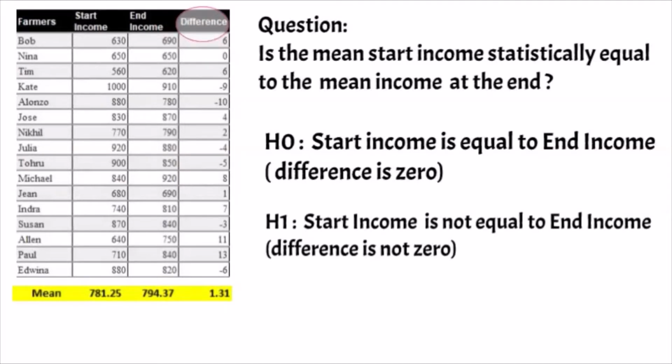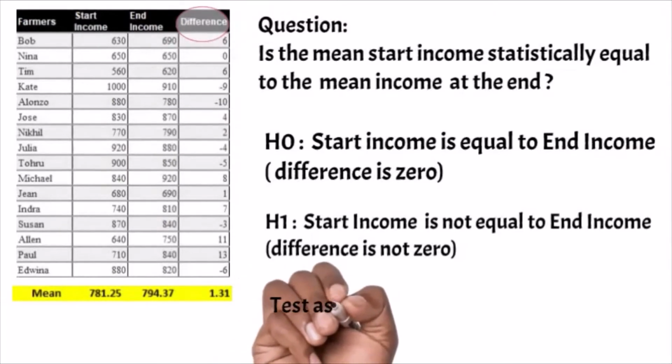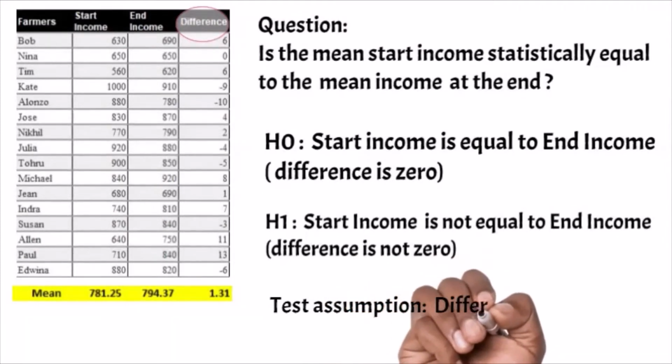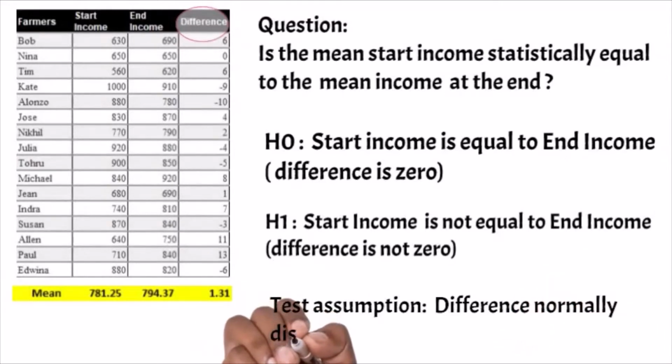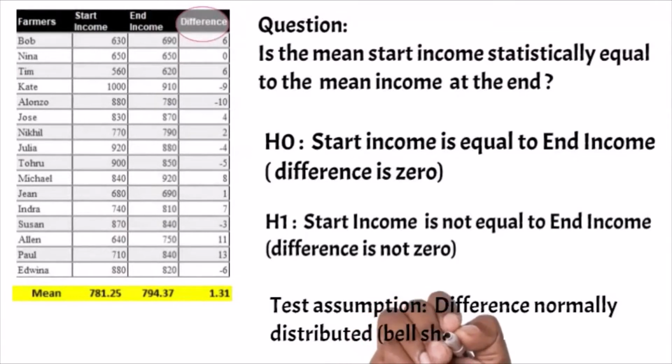But for such a test, you need to make some assumption around the difference. And the assumption that you need to make is that the difference between the two incomes is normally distributed, meaning you have a bell-shaped distribution.